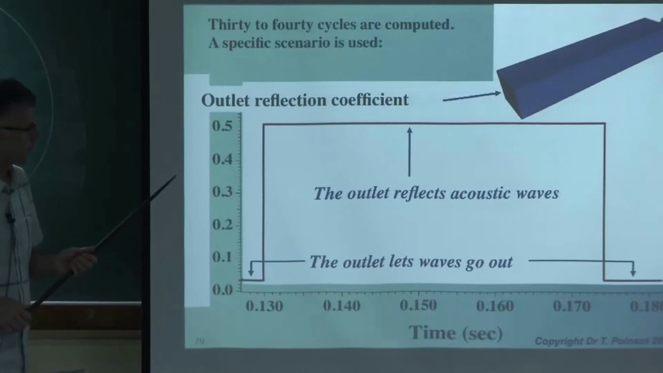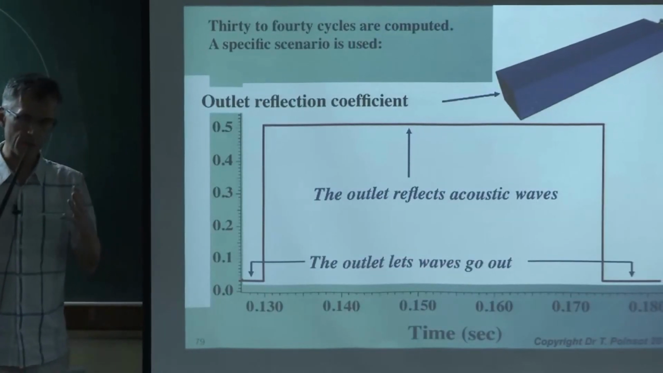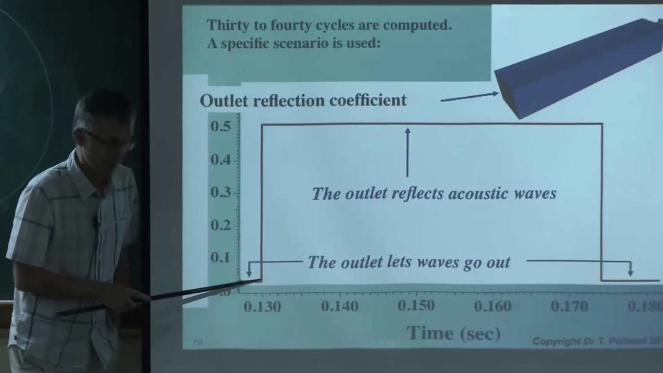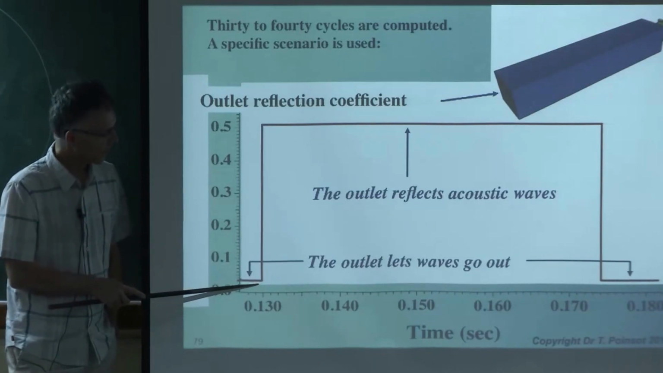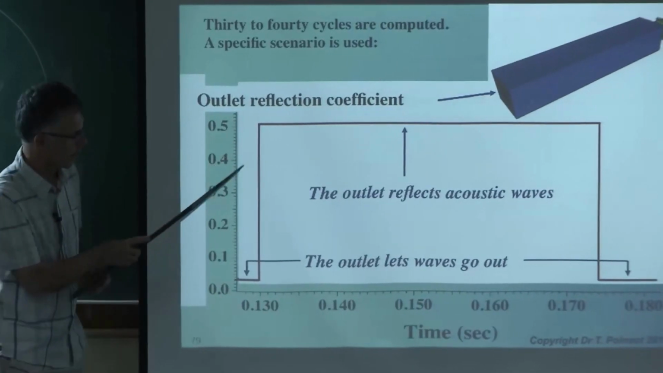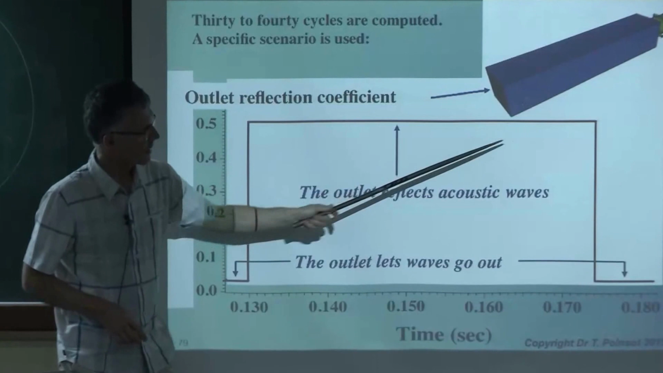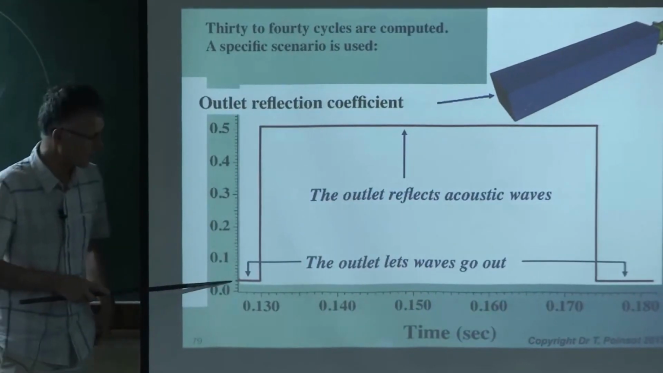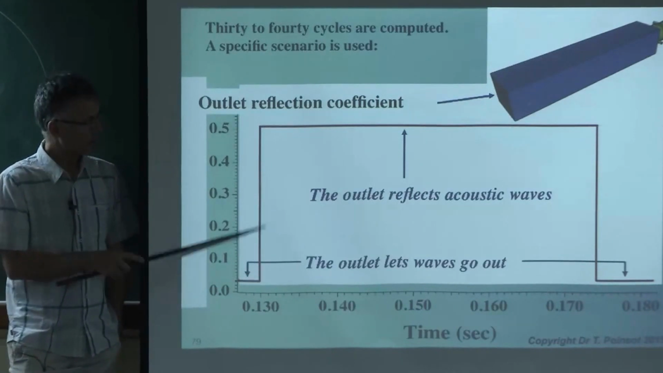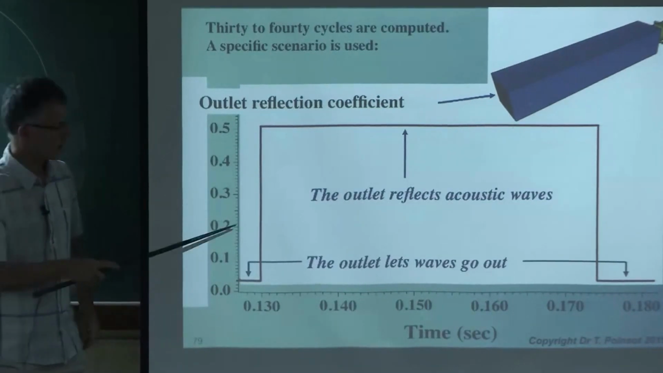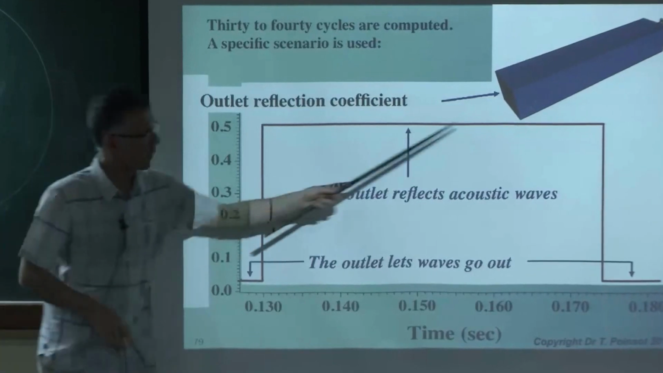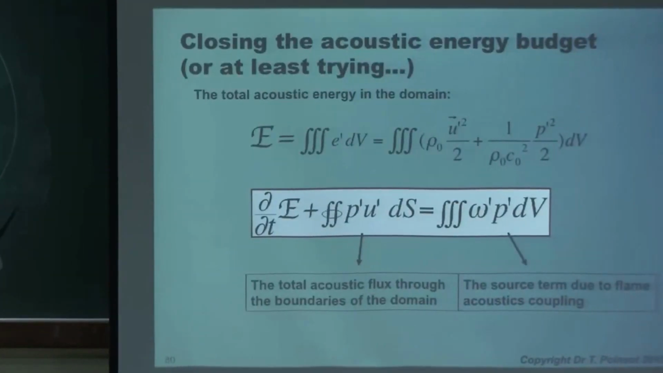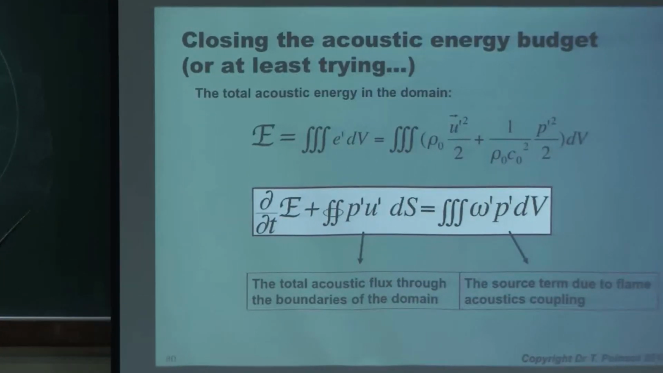So there's a sequence that we computed after a while to demonstrate what was going on. So we started with a non-reflecting outlet condition. Then we set it to reflecting during a few milliseconds here. And then we will set it back to non-reflecting. And you will see that when the outlet is non-reflecting, the flame is stable. When we close the outlet, it will become unstable. And then when we open it, it will become stable again. So that's the objective of the exercise here.